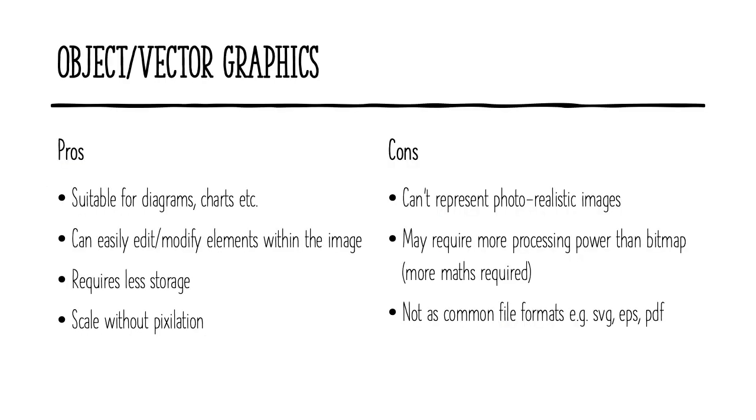So, what are the advantages and disadvantages of object and vector-based graphics? An advantage is that vector-based graphics or object graphics are suitable for diagrams, charts, or even cartoons or illustrations. In an object vector-based graphic image, you can easily edit or modify individual elements in that image. You can pick up shapes, move them, enlarge them, change their background colour. Because you're only storing XY coordinates of the image and some additional data such as fill colour, line colour and so on, they require less storage space. And because the image is recalculated each time you reshape the objects, they scale and enlarge without any pixelation or distortion. However, there are some disadvantages.